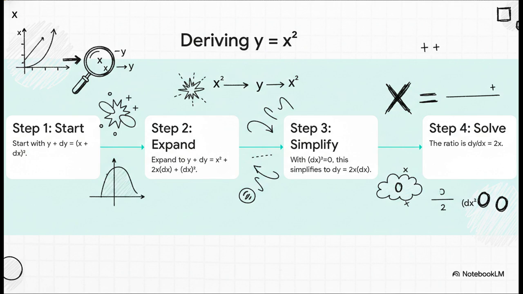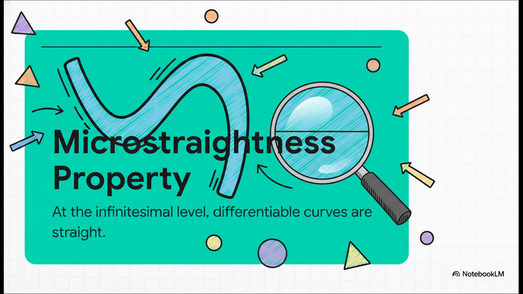Last step, we just solve for the ratio dy over dx, and we get 2x. Look at that. We found the derivative with just simple algebra. No limits, no approaching 0, just done. And this amazing algebraic shortcut isn't just a party trick. It has a really beautiful geometric idea behind it.